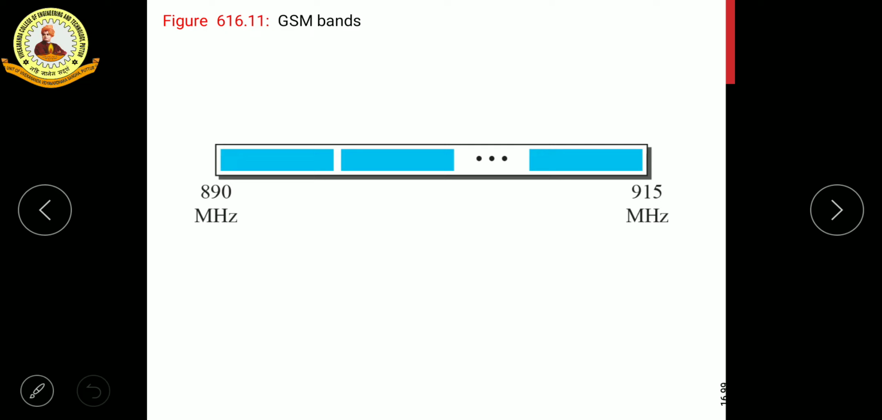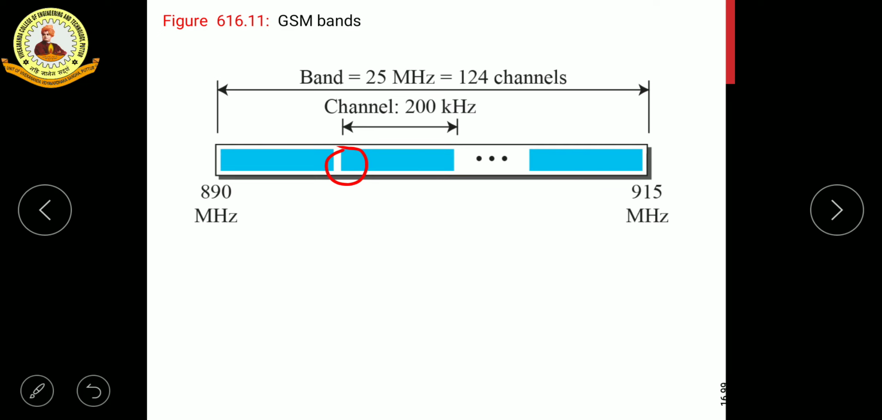Then each band is divided into 124 channels of 200 kilohertz separated by guard bands, as you can see here. These things you can just note down, and you can represent the same in the exam. It has 124 channels. A reverse band has 124 channels. Forward band has another 124 channels.